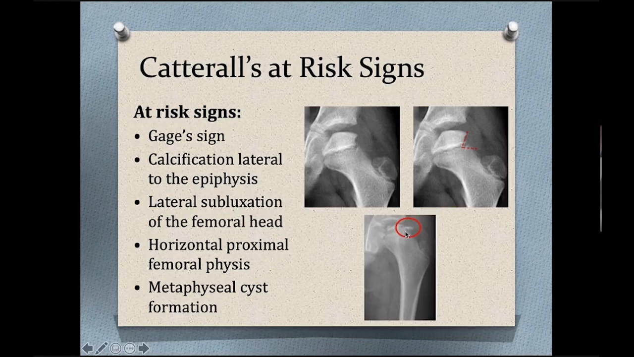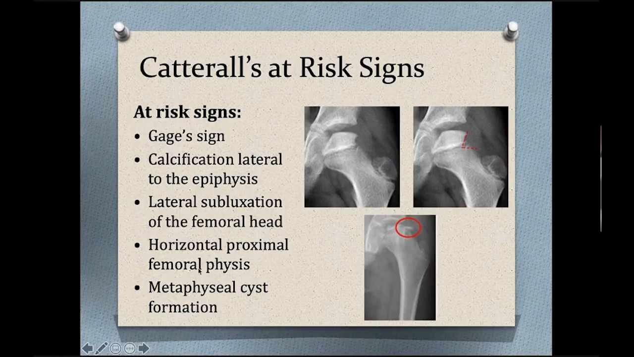Already we have explained this much: subluxation is extrusion because of the cartilage hypertrophy here and the synovial hypertrophy here, and the flattening. So it is lateral, then there is horizontal. As the age grows, instead of the obliquity of the physis, this may become a horizontal femoral physis, and metaphyseal cyst formation, we have learned. So there are the Gage signs: lateral calcification, lateral subluxation, horizontal proximal femur, and the metaphyseal cyst formation.